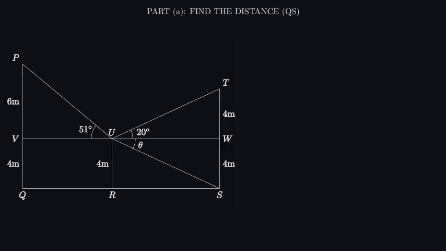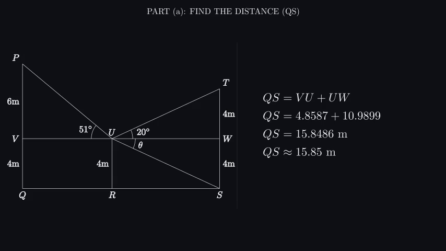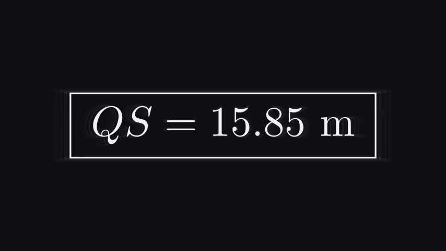Now look at the ground distance, QS. Since V, U, and W lie directly above Q, R, and S, the horizontal distance QS is the same as VU plus UW. Adding the two horizontal distances gives 15.8486 meters. Correct to two decimal places, this is 15.85 meters. Therefore, the distance between Q and S is 15.85 meters.